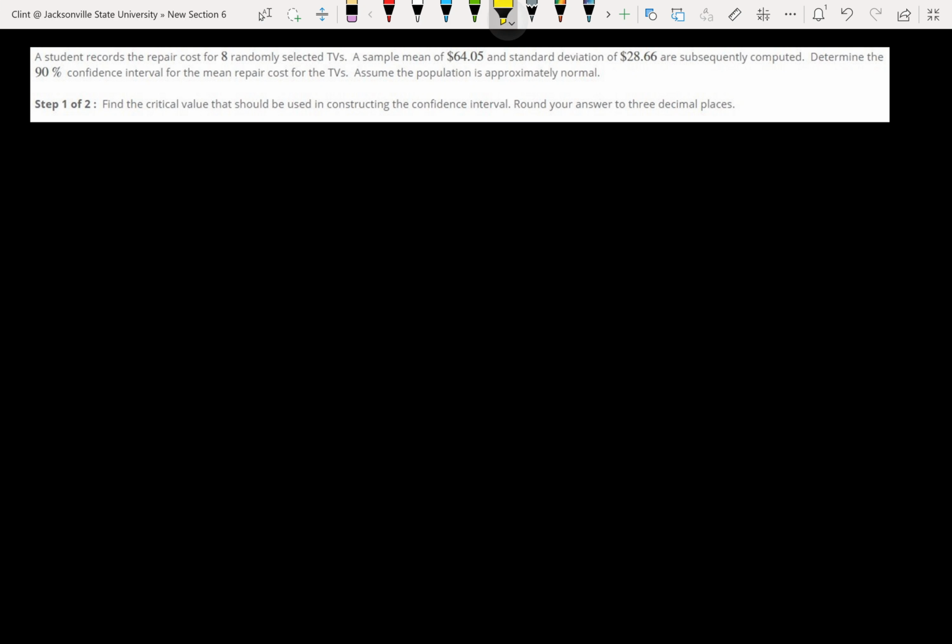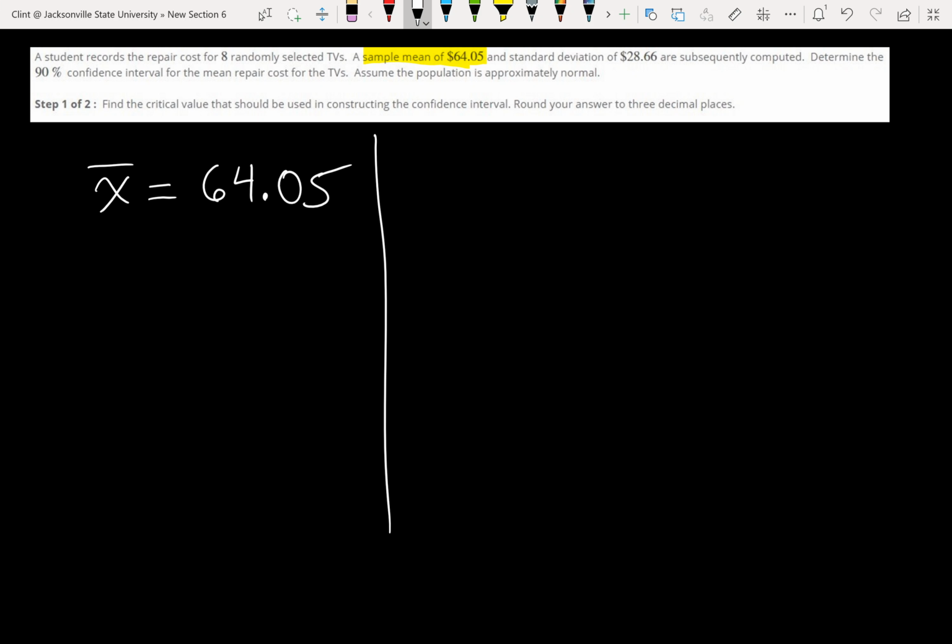Okay, so just like before, we have to have a starting point to make one of these interval estimates, and our starting point is going to be our sample mean. So here the first number we're concerned about is our sample mean, x bar, and on this problem, that is $64.05. Then, once we have our starting point, our point estimate, we need to figure out a margin of error to figure out how far above and below our starting point we need to go for our estimate.